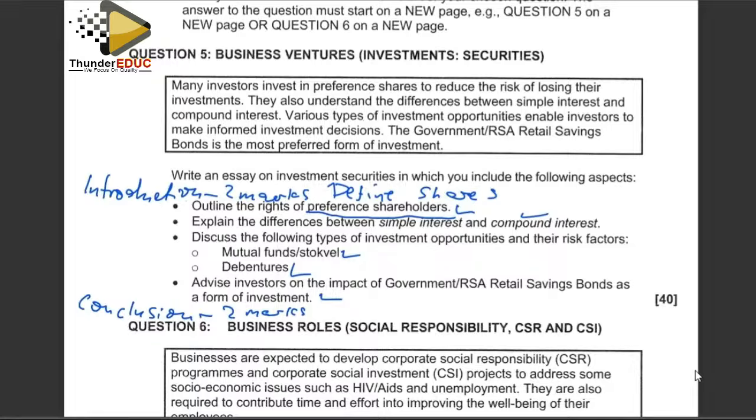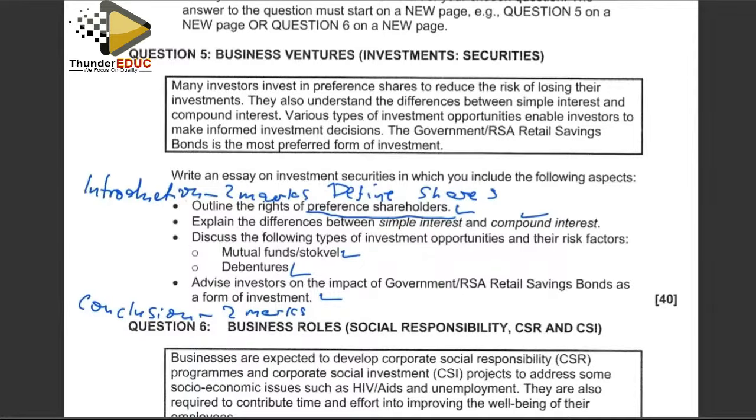So if you still remember, grade 12, when you conclude, you should conclude using your own opinion. You shouldn't conclude using the points that you have used in your arguments in the body part or the introduction. So now let's conclude. For the South African government or South African economy to grow, it means that there should be a lot of people who engage in South African retail savings bonds because they will be enjoying interest twice in a year.